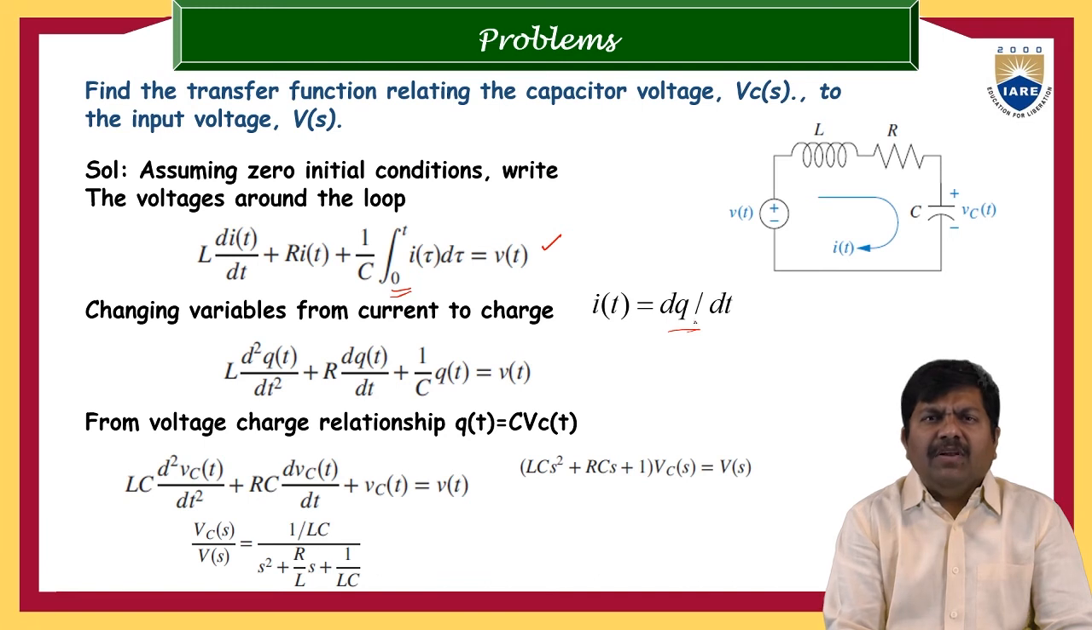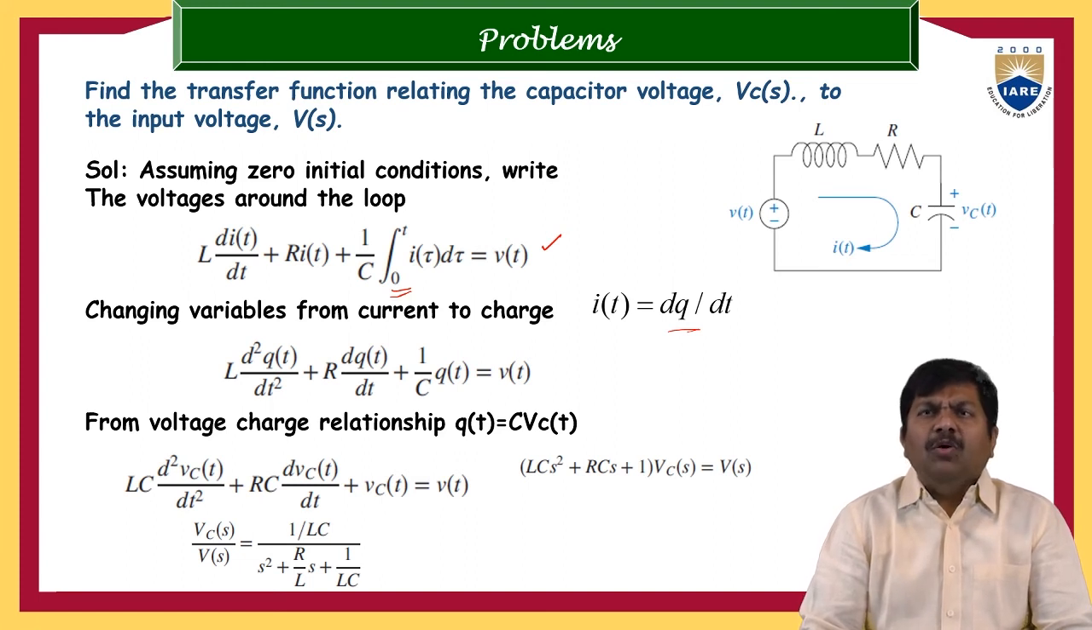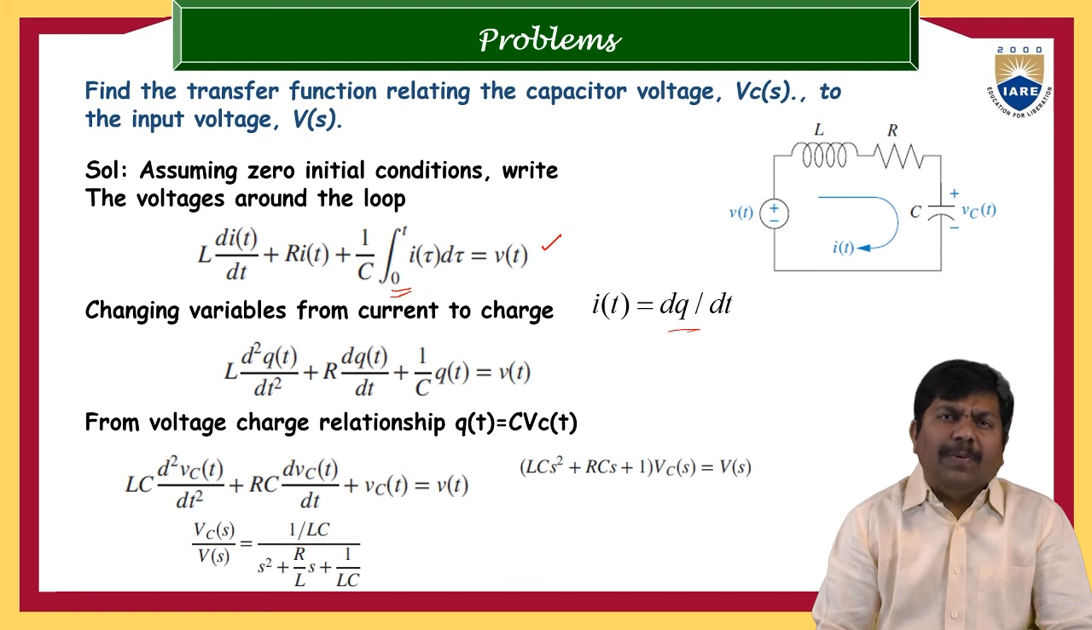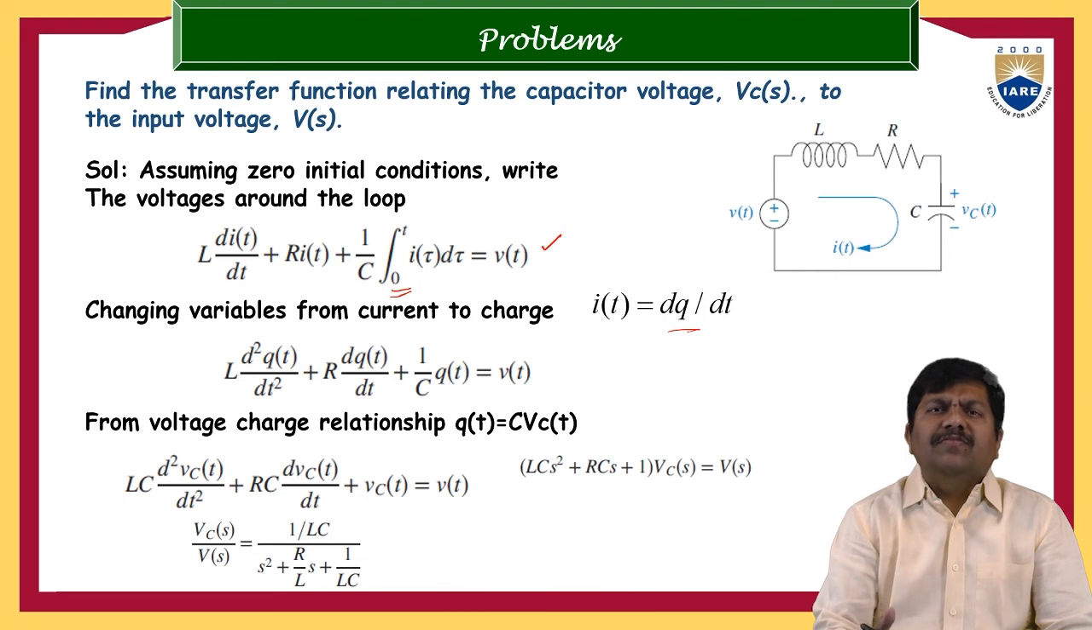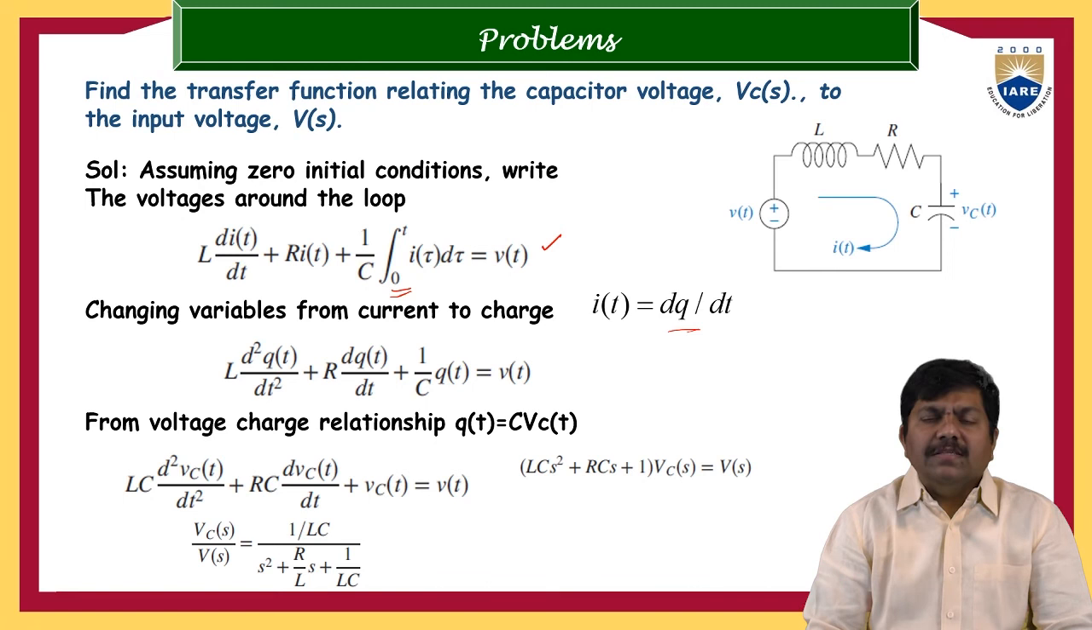If you replace I of t with dq of t by dt, the equation is L into d square q by dt square, plus R into dq of t by dt, plus 1 by C integration of I of t dt. Integration of I of t is nothing but q of t, so integration and differentiation get cancelled. So straight away 1 by C into q of t is equal to V of t. Here we have not applied the Laplace transform yet. We are only altering the time domain equations in order to make the simplification further and simpler.